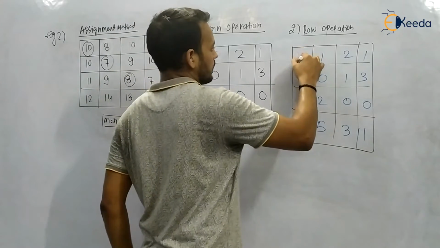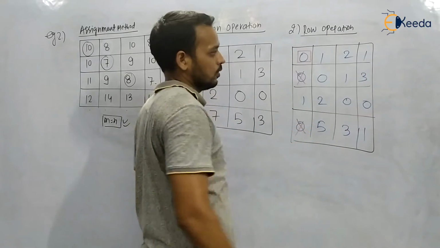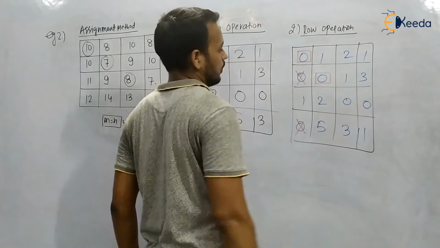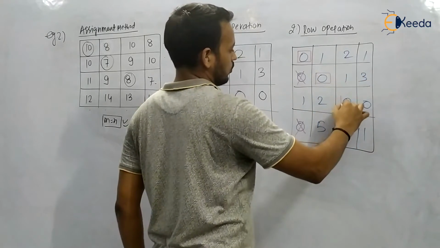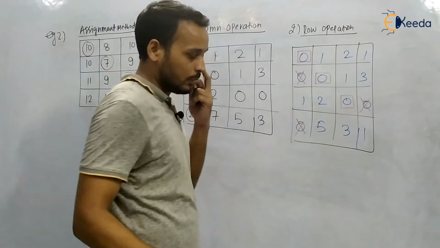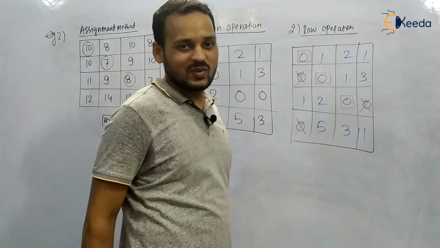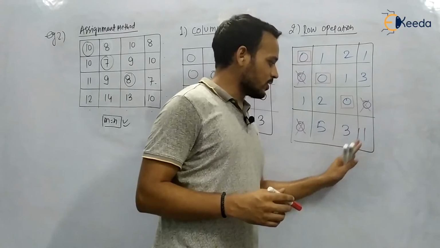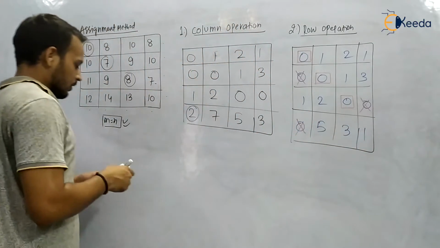Suppose we are selecting this one, it means we can't select this one and this one. The second one we are going to select this one, there are no other zeros, so we can't select this one. Look here, in the fourth row we haven't got the unique 0. So if a situation like this comes, then what do you have to do?